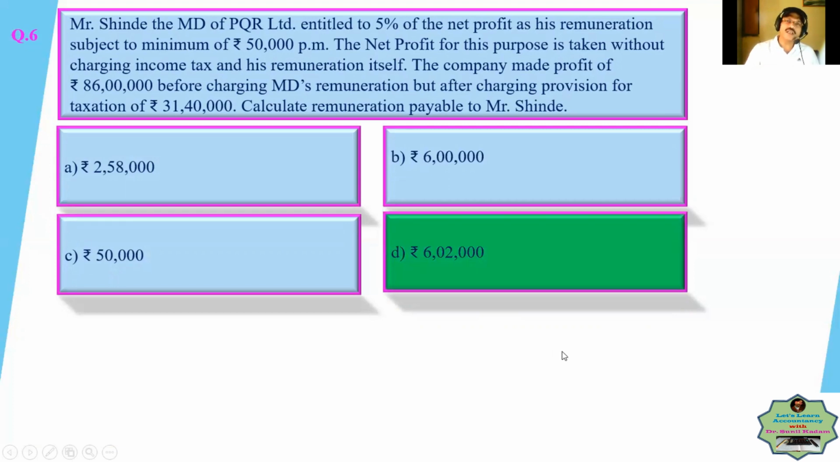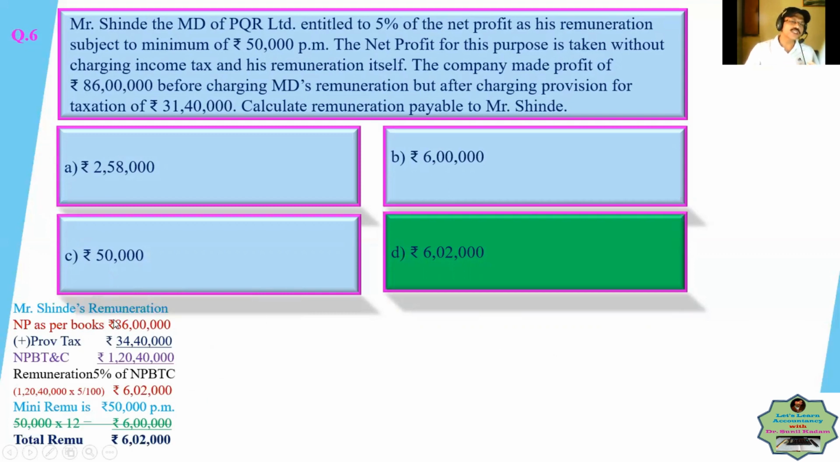Now let us understand why it is correct. Let's check. Mr. Shinde's remuneration is what? 5%, right? And the net profit is given before tax, after tax, that's what it says. The company made a profit of rupees 86 lakh before charging MD's remuneration, but after charging provision for tax of rupees 31,40,000. That was the tax deducted from it.